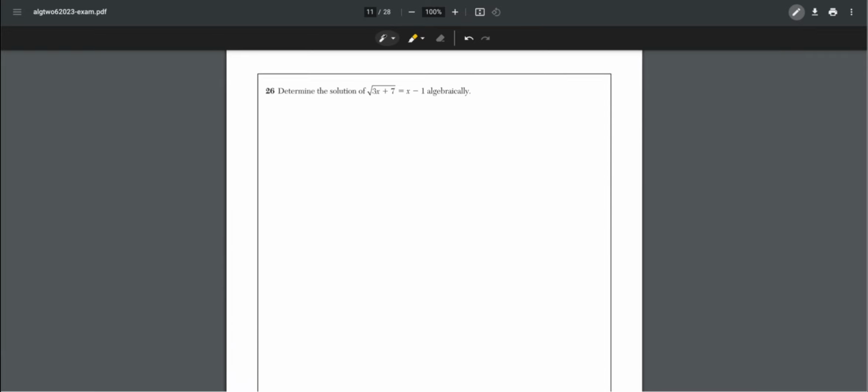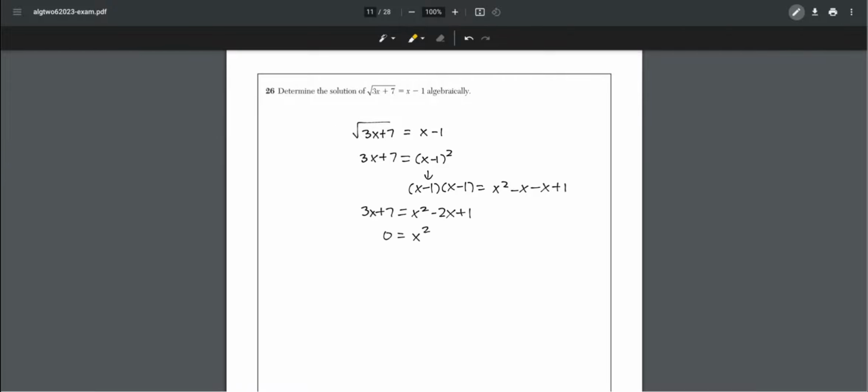Number 26. Determine the solution of the square root of 3x plus 7, which is equal to x minus 1. What we can do is square both sides. X minus 1 squared becomes x squared minus 2x plus 1. 3x plus 7 is equal to x squared minus 2x plus 1. Set this equal to 0 and factor.